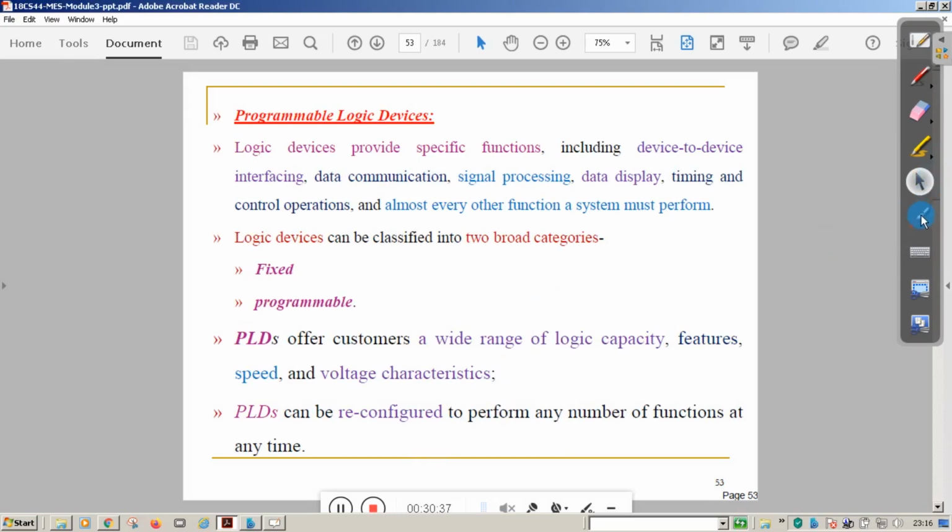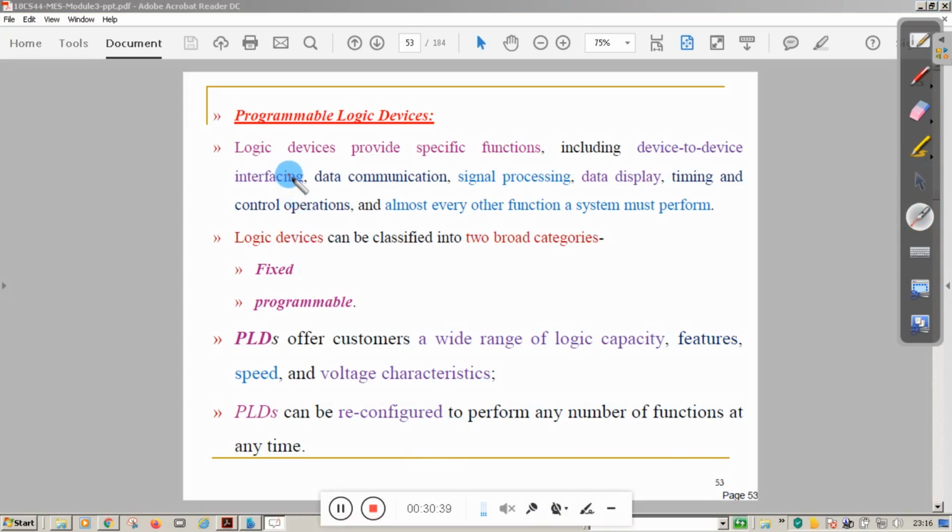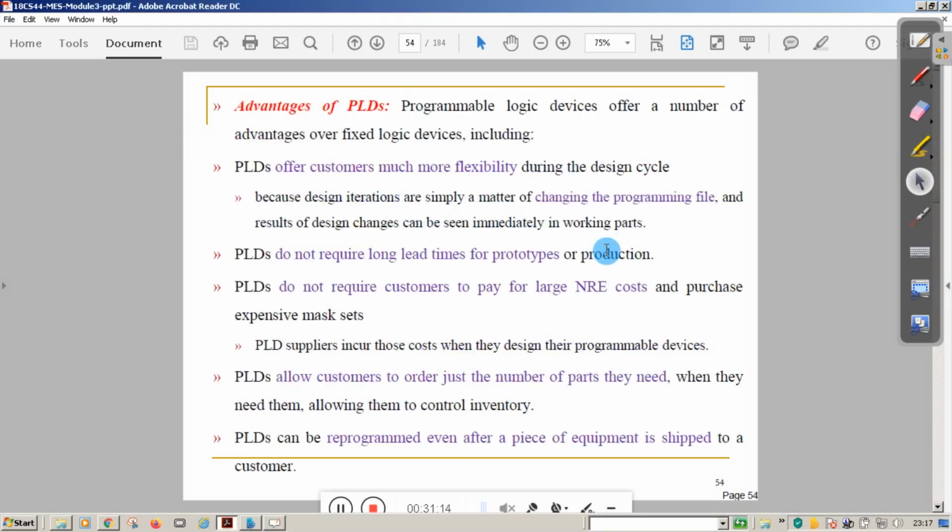So next we have something called a programmable logic device. By using a programmable logic device, you can implement various functions, including device to device interfacing, data communication, signal processing; almost all of these can be implemented. There are two categories of programmable logic device. One is called fixed, the second one is programmable. So FLD offers customers a wide range of logic capacity, speed and voltage characteristics.